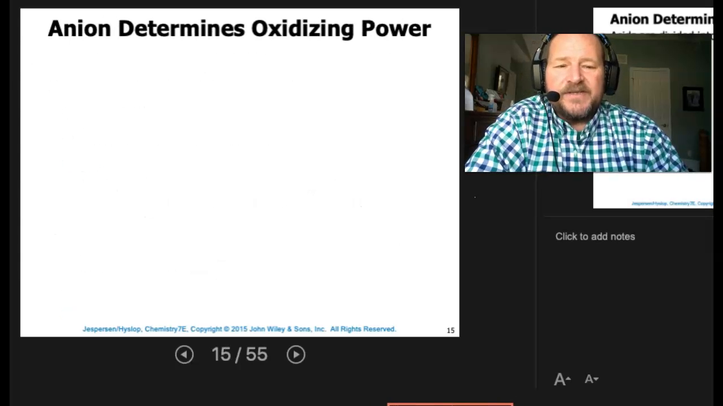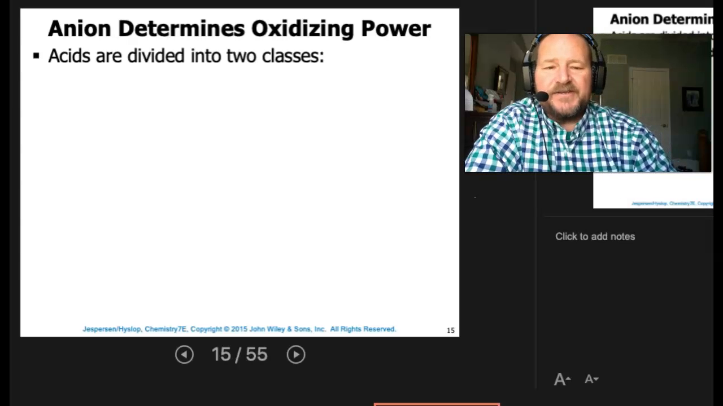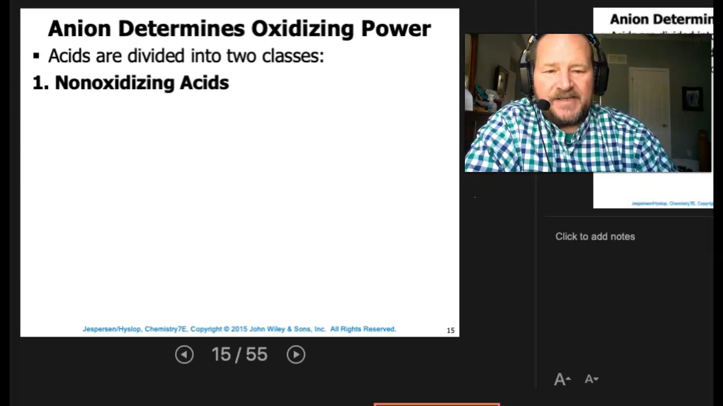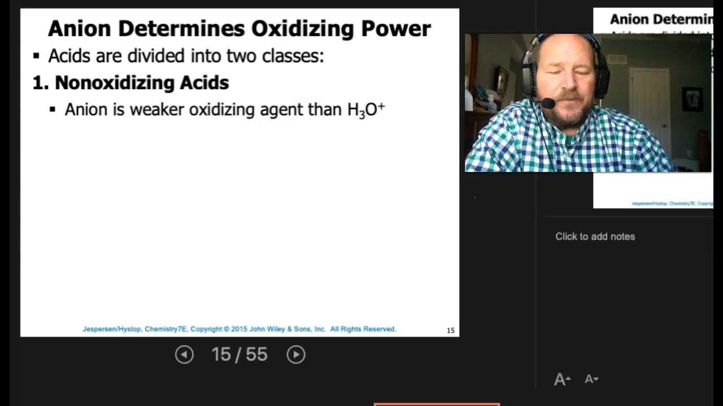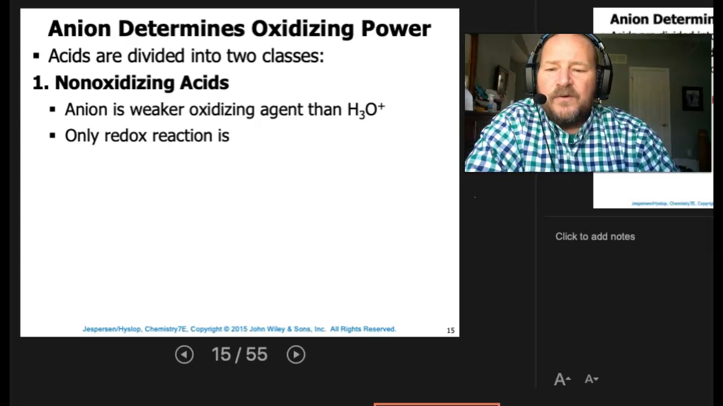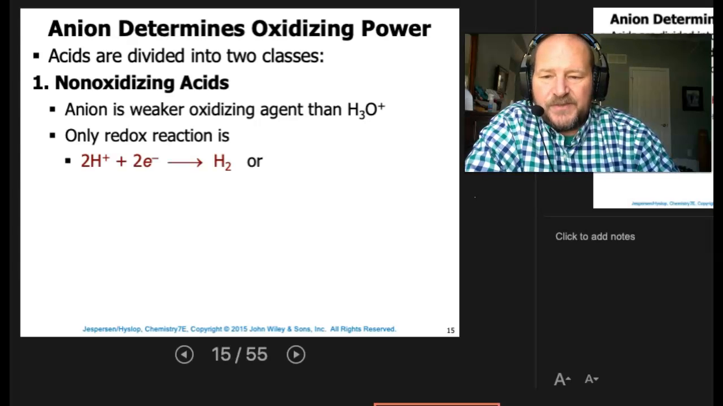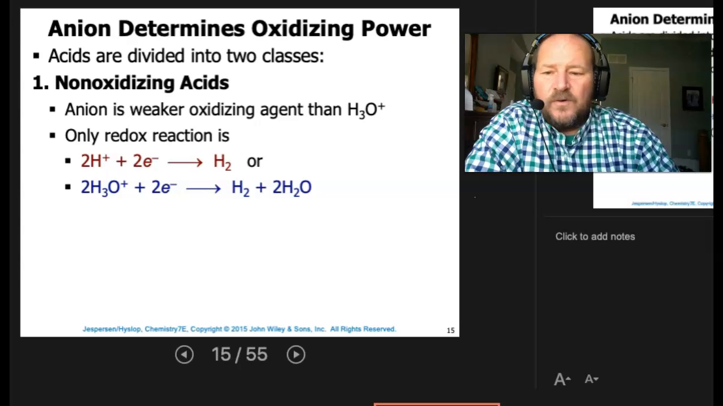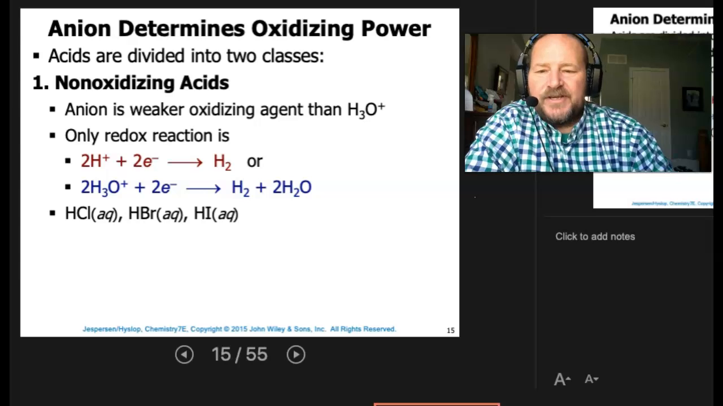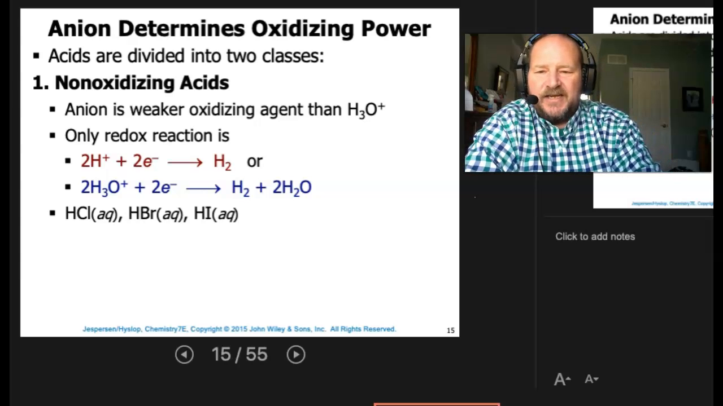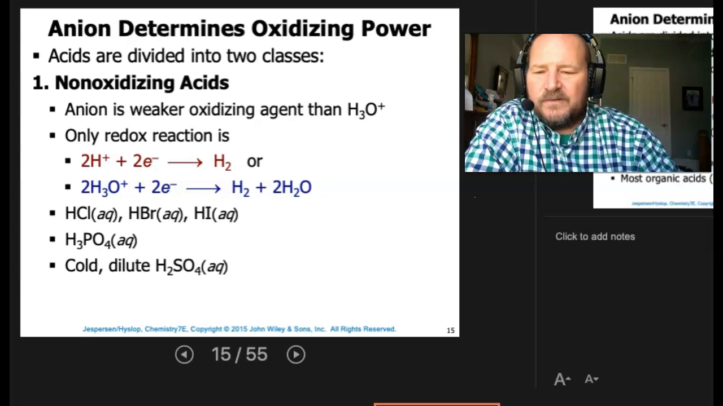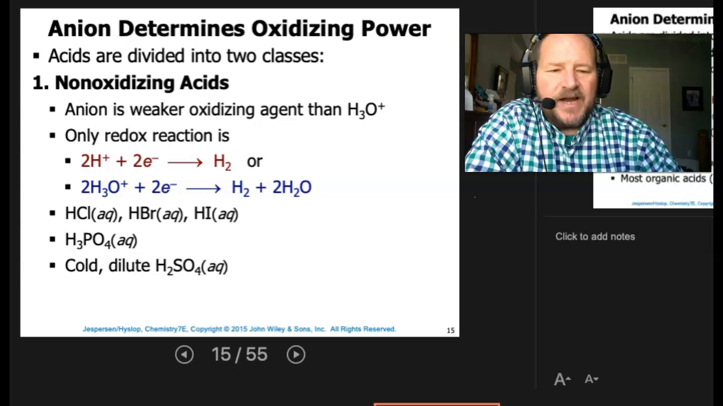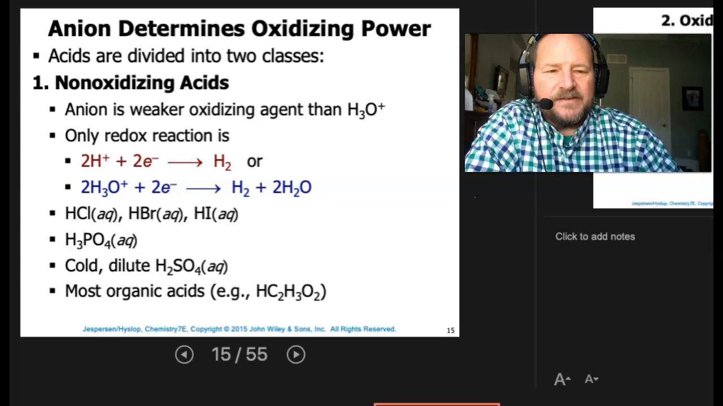Now the anion determines the oxidizing power. So acids are divided into 2 classes. First, non-oxidizing acids, where the anion is a weaker oxidizing agent than H3O+, the hydronium. The only redox reaction is going to be 2H+ going to hydrogen gas, or the hydronium going to hydrogen gas in the water. Examples are HCl, HBr, and HI. Okay, so those are non-oxidizing acids. Also H3PO4, if it's cold and dilute sulfuric acid, and most organic acids.